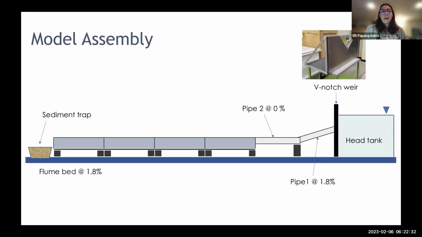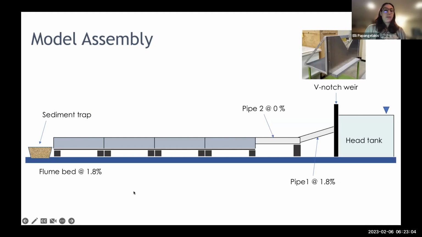So this is the setup of our model. This is our flume. We have a head tank. That's where the water gets pumped into before it flows into the channel. We controlled our flow by using a V-notch weir, which is placed right against the head tank. And then that flows into 2 sets of pipes. These 2 sets of pipes represent that steeper section plus the deep pool. So we've added roughness in there to represent those steps, and then into the pool, and then into our model.